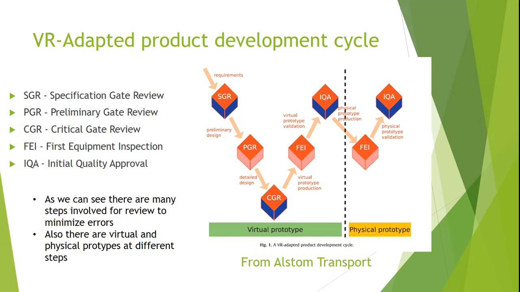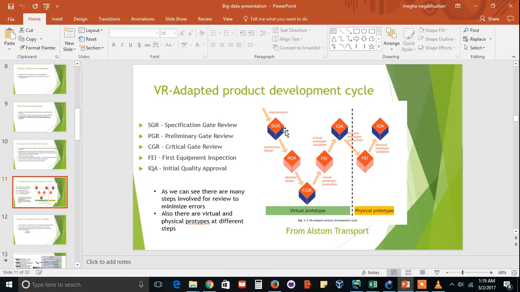The figure shows how the industrial companies intend to use virtual prototypes to check as many steps as possible. Physical prototypes are used only in those steps where they cannot use the virtual prototype, the actual prototype. Thank you.